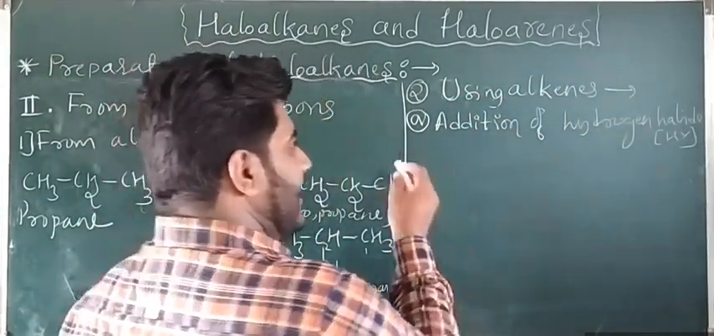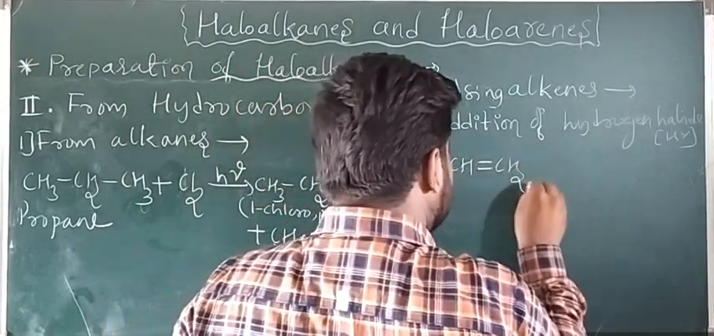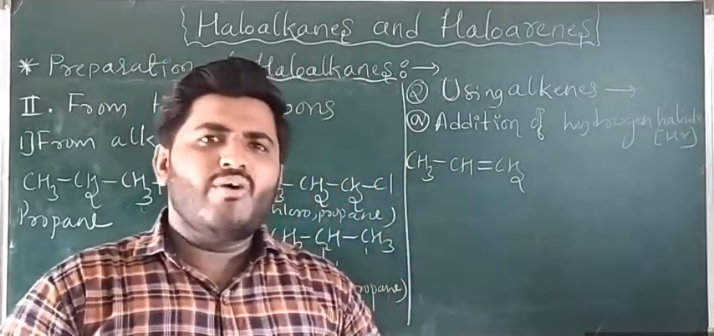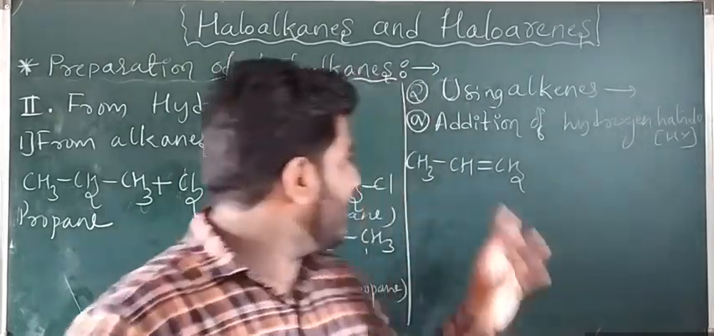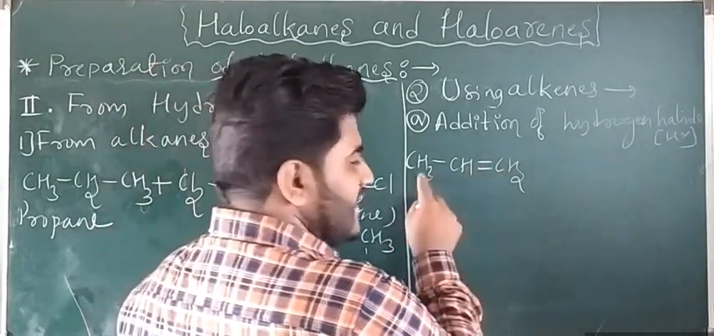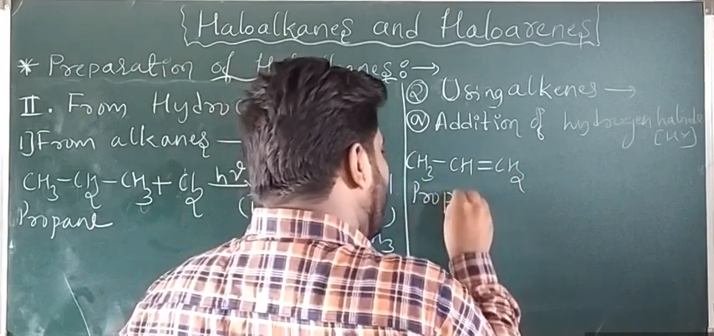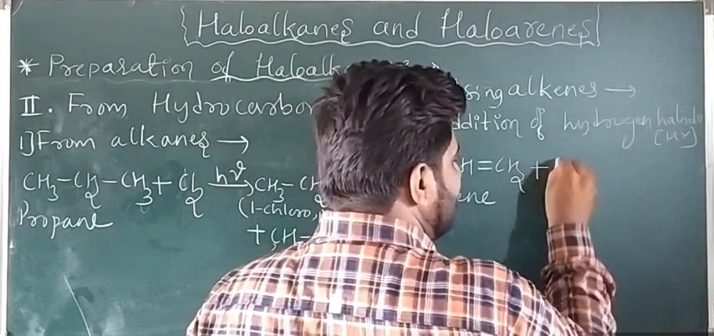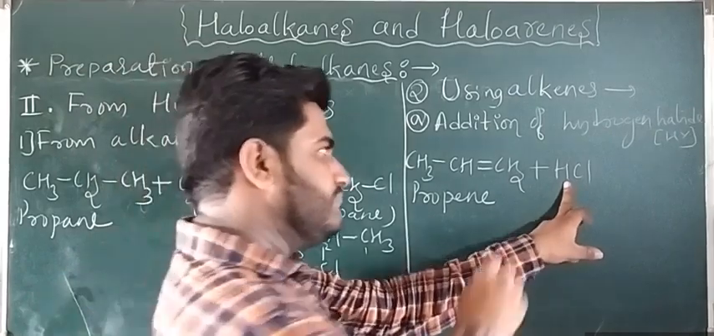Carefully see here. Any alkene you take, this is CH3 single bond, CH double bond, CH2. 1, 2, 3, 4. So alkene means, first you should know what is alkene. Alkene is a hydrocarbon having a carbon-carbon double bond. Look at here, carbon-carbon double bond is there. So what is the name of this alkene? 1, 2, 3. 3 carbon means prop, and double bond means ene. So it is propene. What are we adding here? Hydrogen halide. I will take HCl in general.